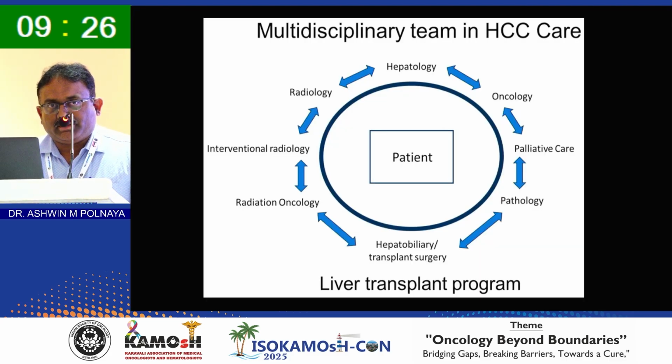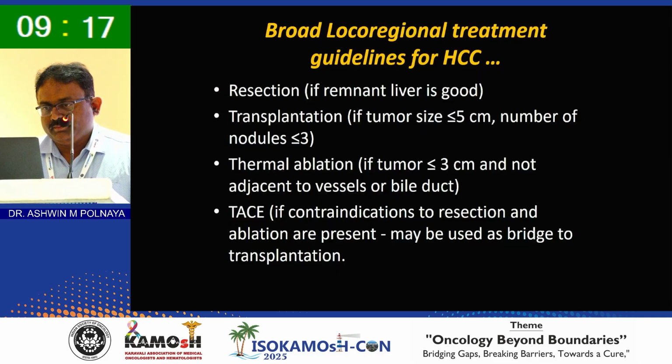Like I said, HCC management often requires a multidisciplinary team approach involving all the main 4 pillars as well as palliative care management. Resection still remains, as far as the broad guidelines are concerned, the option if the liver remnant is good. Transplantation is under the Milan criteria, with nodules less than 3 in number. And thermal ablation especially is helpful if lesions are less than 3 in number and lesion size is less than 3 centimeters, to get a good curative option.